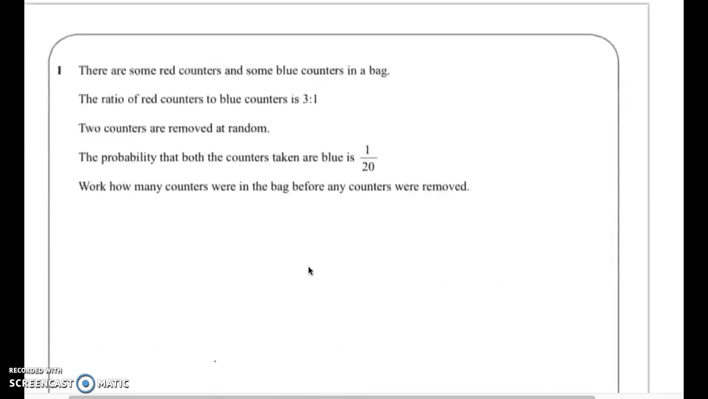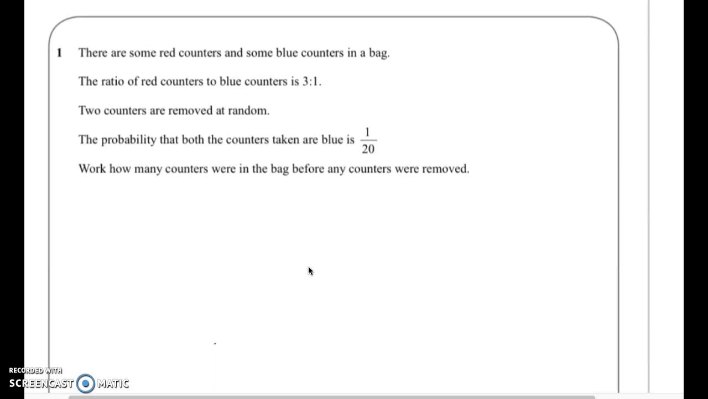So this first question, there are some red counters and some blue counters in a bag. The ratio of red counters to blue counters is 3 to 1. Two counters are removed at random. The probability that both the counters taken are blue is 1 out of 20. Work out how many counters were in the bag before any counters were removed.